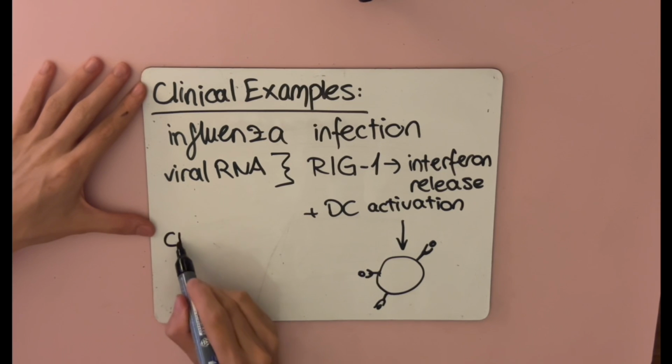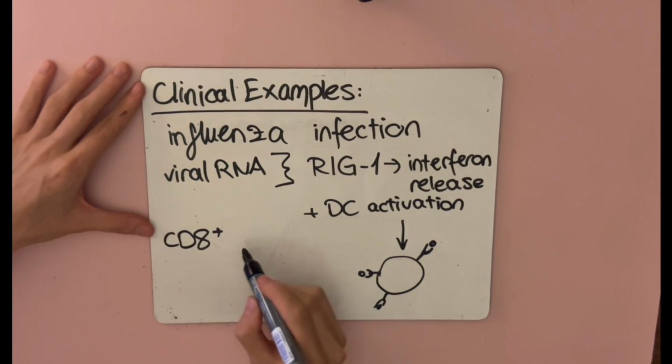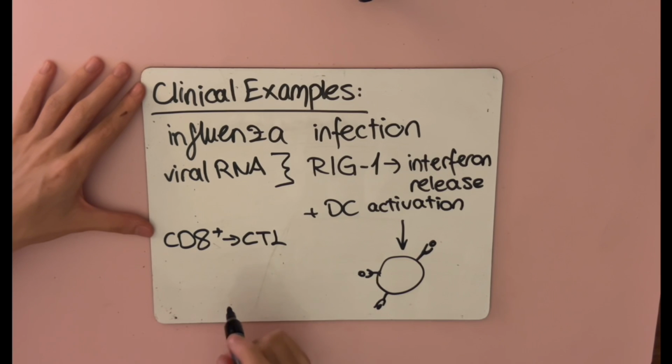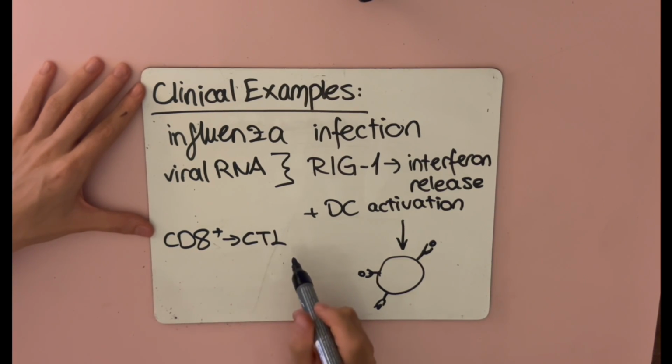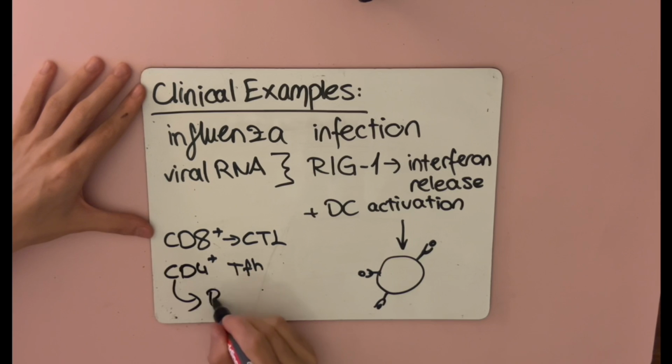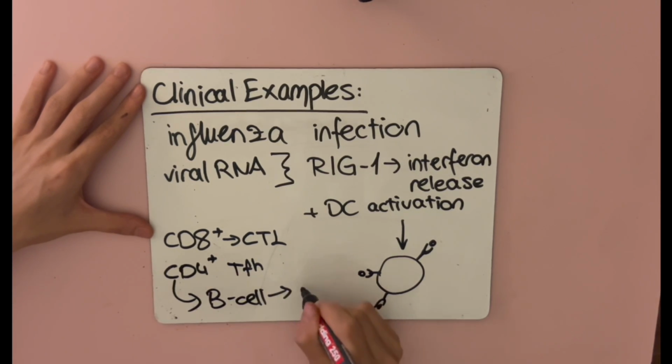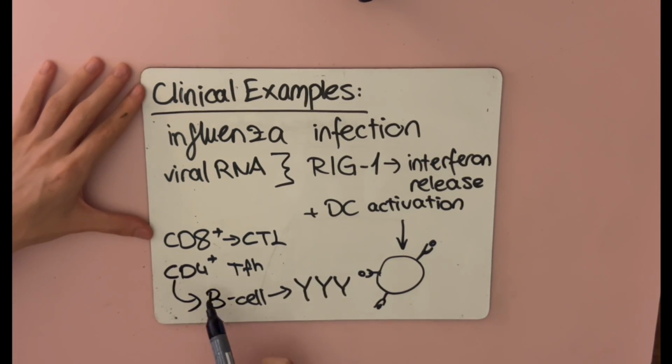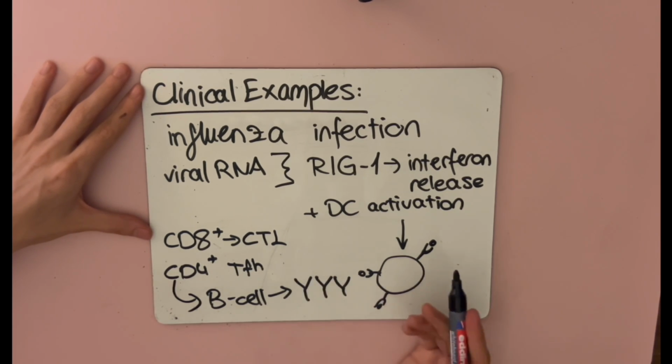Then CD8 positive cells become cytotoxic T lymphocytes that kill infected epithelial cells in the lungs. And the CD4 positive cells, T helper cells so to say, help B cells produce high affinity neutralizing antibodies. So these go to B cells, and the B cells produce specific antibodies, which prevents infection. And after the clearance, memory T and B cells remain, forming the basis of long-term immunity and vaccine protection.